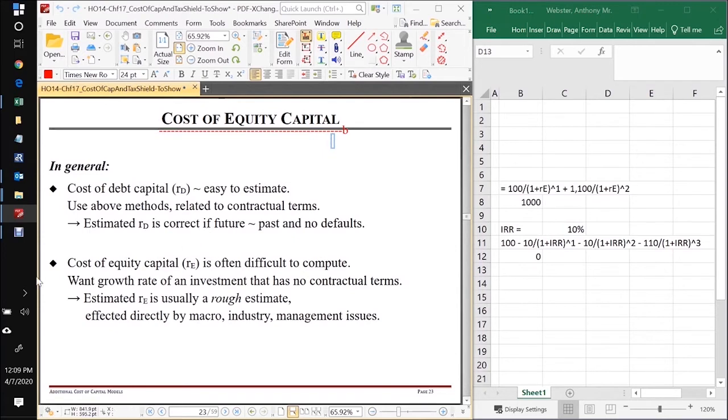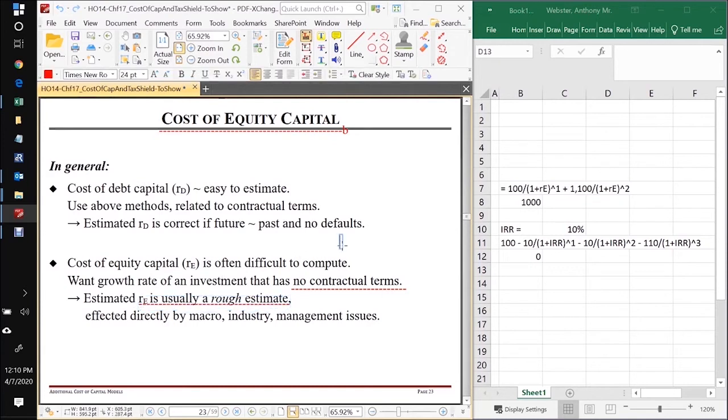So that's great. The cost of equity capital is a completely different animal. It's usually very difficult to estimate. The reason is we want to understand the growth rate of an investment that has no contractual terms, right? That's the key point here: we're just flying with expectations, not contractual terms. So the cost of equity capital for an entity is almost always going to be a rough estimate.